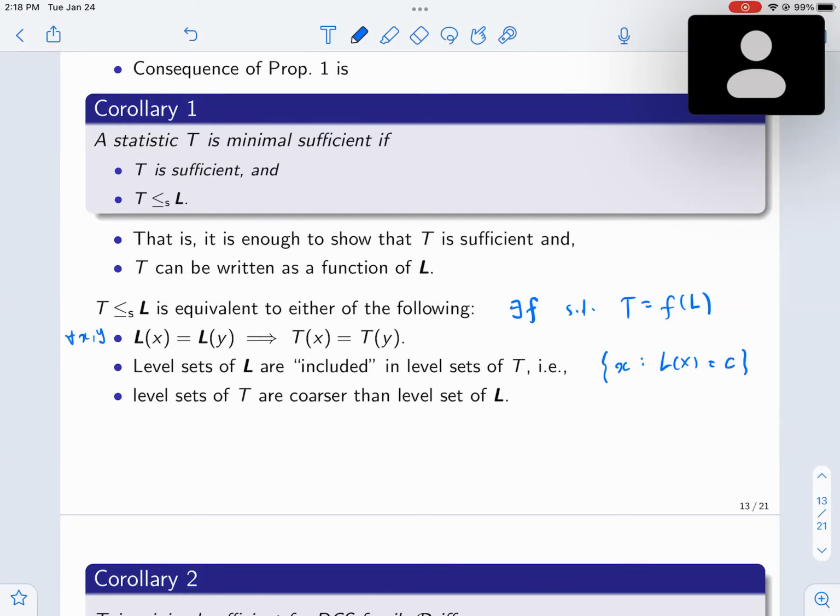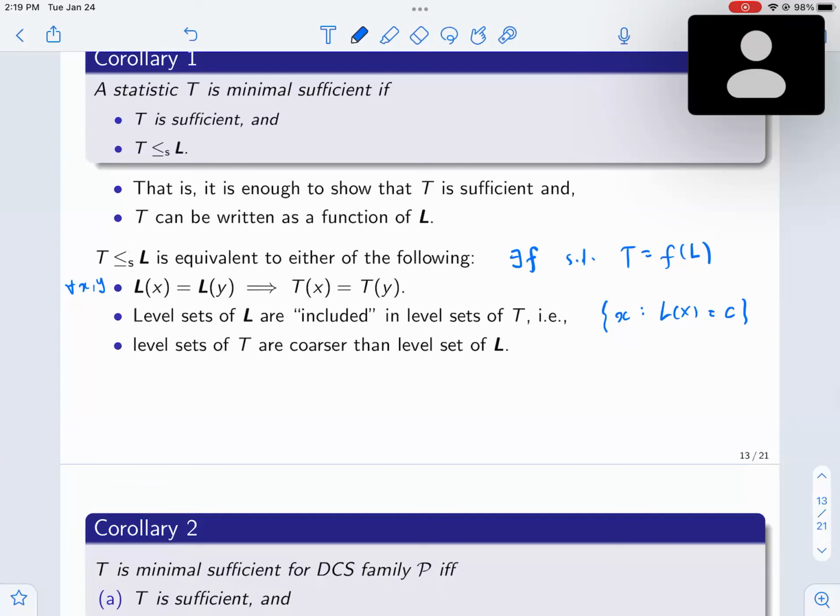So for all the X's here, L assigns the same value. So all those X's have to be assigned the same value by T. So they belong to some level set of T. So there's an inclusion of level sets. Again, this notion of refinement of information is captured by the inclusion of level sets. Another way of saying this is that level sets of T are coarser than the level sets of L.